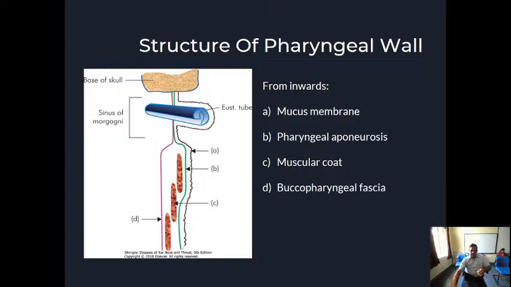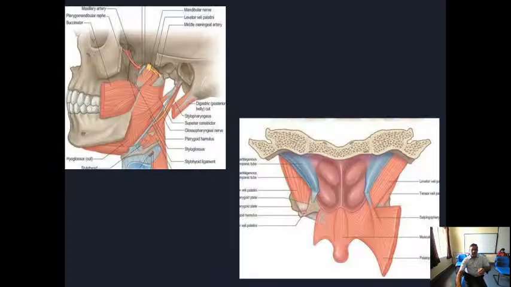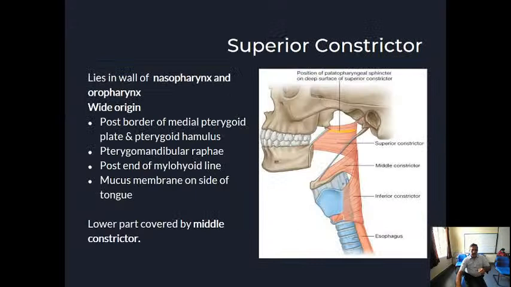And if you go into the individual areas, starting with the nasopharynx, let's see how the constrictor muscles are arranged. This is the base of skull, the superior constrictor is here, and that's the middle constrictor muscle.